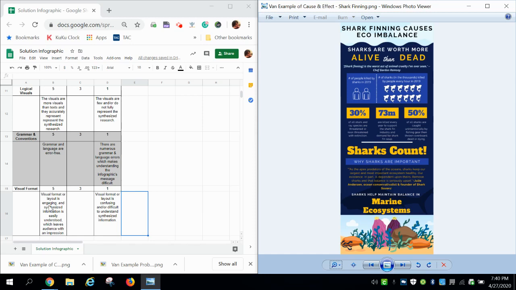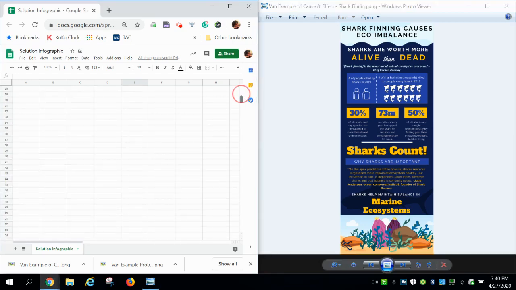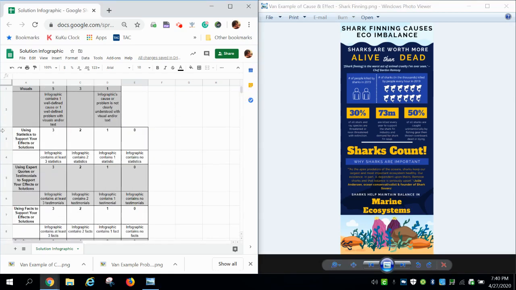So that's just an overview of how your infographic will be assessed using this rubric. It will look a little bit different in Google Classroom, but the criteria will still be the same. As always, you guys have any questions, you know where to find me.